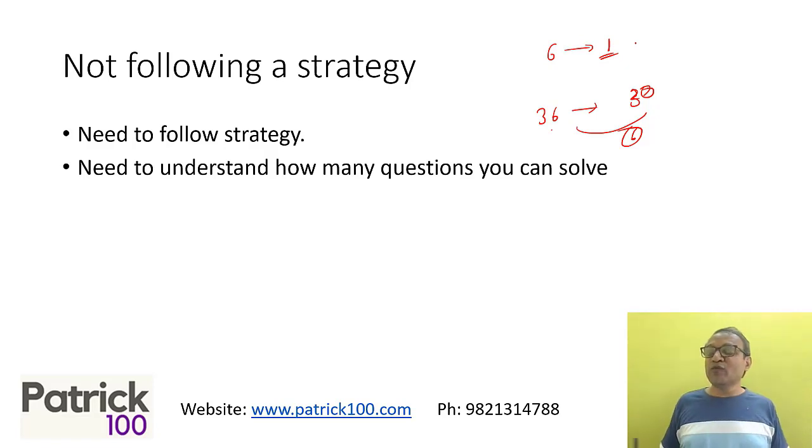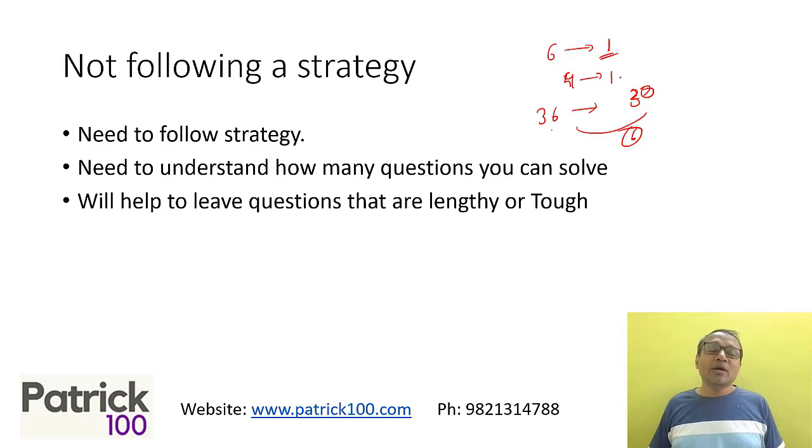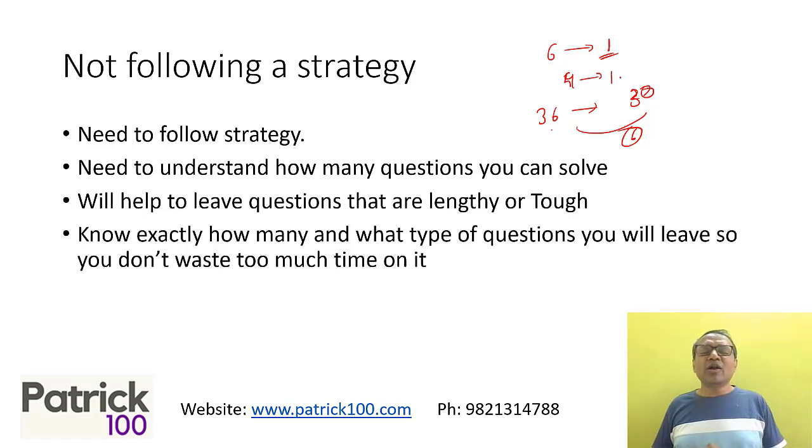So for every 6 questions, if you find a sum difficult, you can leave a question. And if you want to reduce it, maybe over a period of time, you can change it to leaving one question in every 7 or 8 or 9 questions, and then try to solve more questions. So leave out one difficult question. You need to have a plan. Tend to leave questions that are lengthy or tough. Any question that comes across as lengthy or tough, leave it. And know exactly how many, or what type of questions, you want to leave.